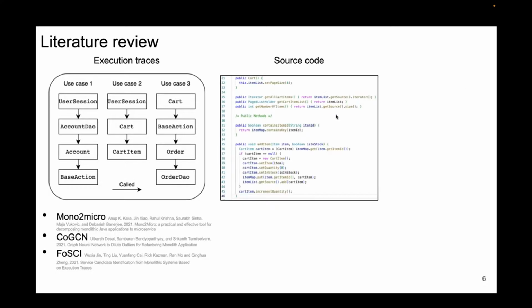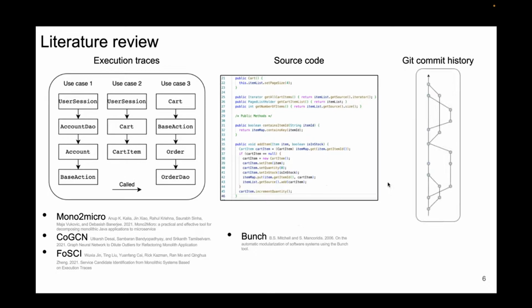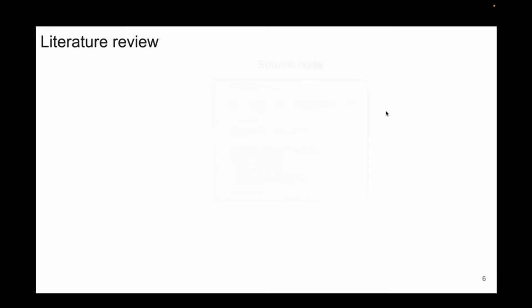Other approaches try to utilize the availability of the source code and take advantage of the implicit information within it. One of the baselines that use this input is Bunch. Finally, there are solutions that use different approaches like the Git commit history or the application's documentation as the source of the information. One example is a microservice extraction model which uses the Git commit history.